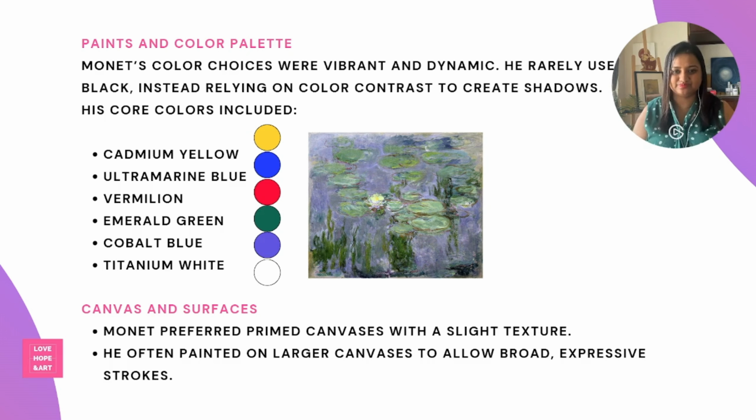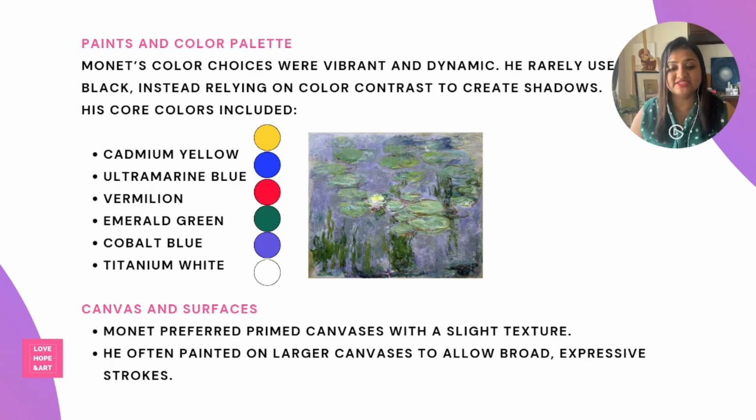Going on to the colors, Monet's color choices were vibrant and dynamic, and he rarely used black, instead relying on color contrast to create shadows. So his core colors included cadmium yellow, so you can see a bit of it here, then the ultramarine and the cobalt blues, then the vermilions, then the emerald greens and the titanium whites. So these colors were repeatedly used in his paintings.